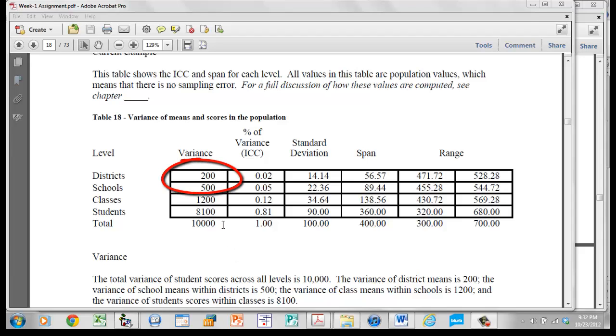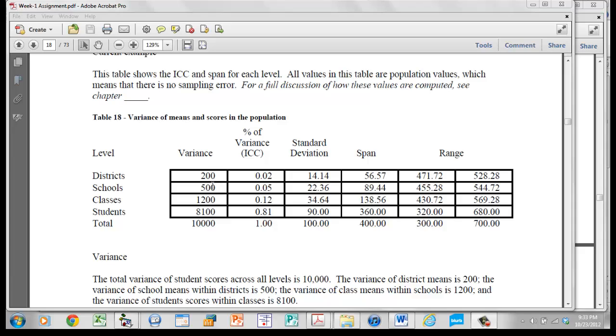So if we're trying to understand where a particular score comes from, or more to the point, if we're trying to understand the deviation between any student chosen at random in the state and why that score deviates from the overall mean of 500, some of that can be attributed to the district that the student is located in. Some of that can be attributed to the school that that student is located in within the district. Some of that can be attributed to the class that the student is located in within the school. And then some of that is just variation from student to student within the class.